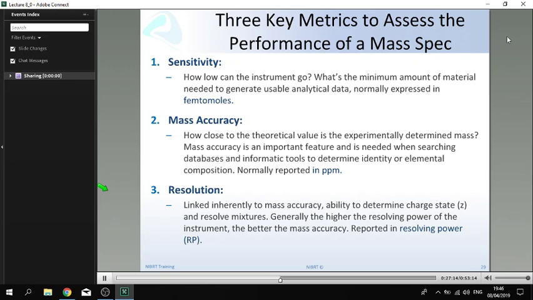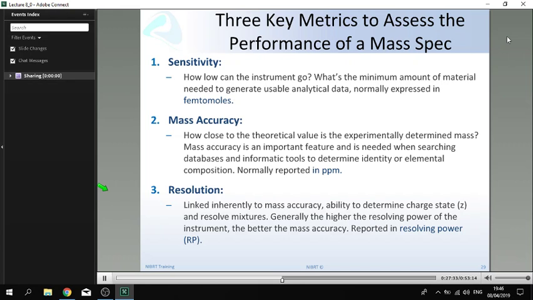Sensitivity means how low can the instrument go? What is the minimum amount of material needed to generate analytical data? This is normally expressed in femtomoles, and of course, the lower we can go, the better the sensitivity, and we are wasting less sample.